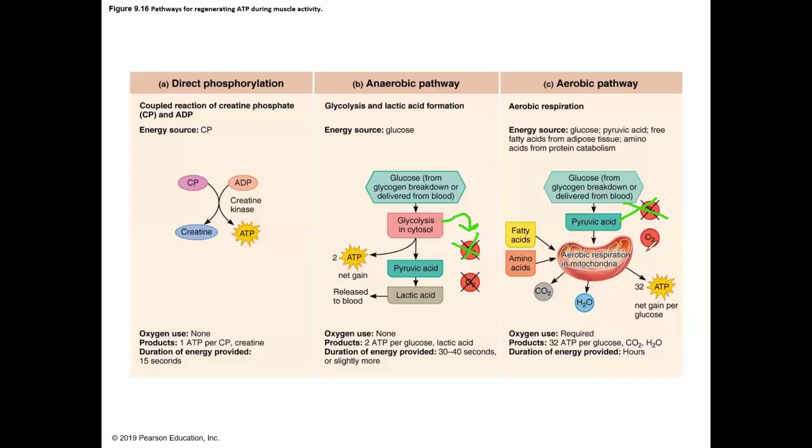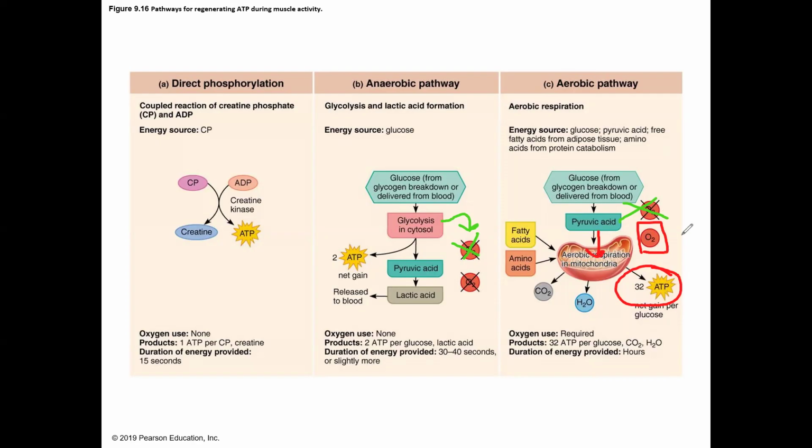Okay, let's say you get adequate amounts of oxygen to the cell. The next step is pyruvic acid will enter the mitochondria, and through a bunch of reactions, you make a lot of ATP so that you can sustain a contraction for a long period of time. Think of doing a marathon, okay?